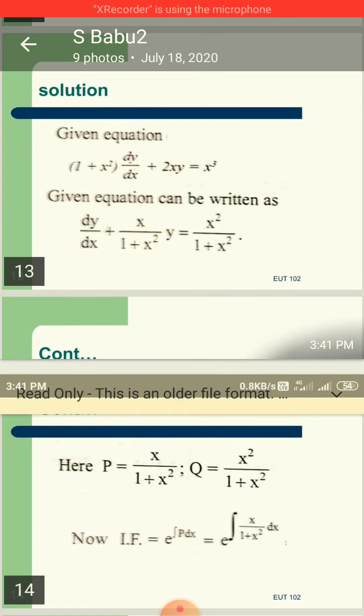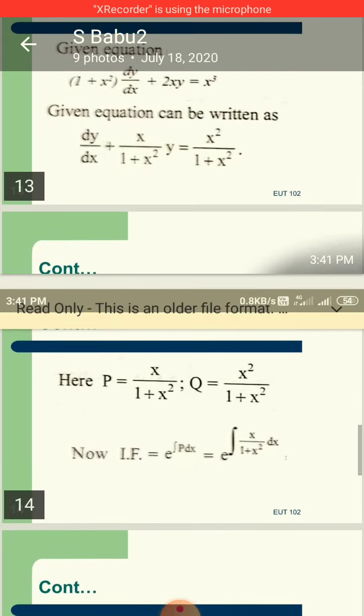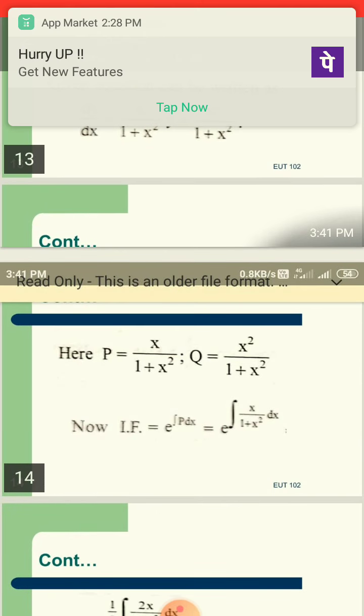Like that we can get. Now what we get? We got a differential equation in the form of dy by dx plus x by 1 plus x square into y is equal to x square by 1 plus x square. We compare it with linear differential equation. Then we get capital P is equal to x by 1 plus x square and Q is equal to x square by 1 plus x square.